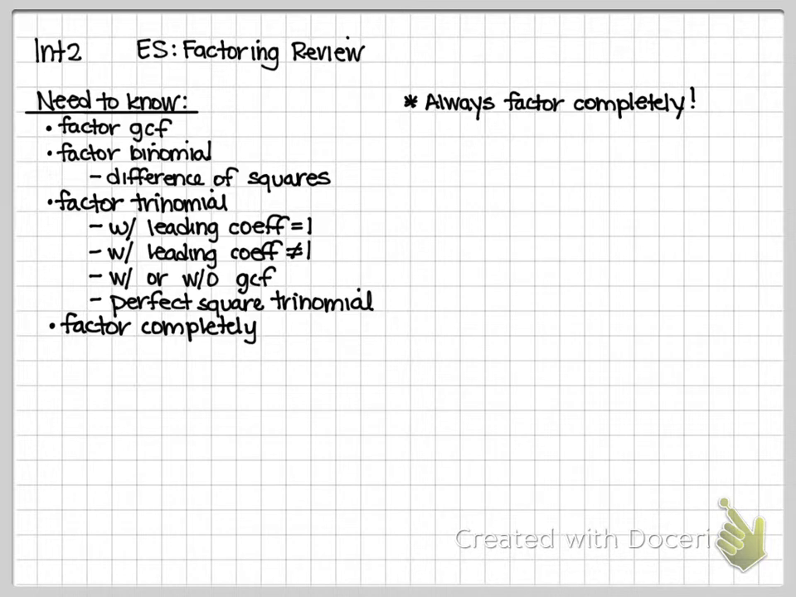If it's a binomial, so now we determine how many terms we have. If it's got 2 terms, try to see if it's difference of squares. If it's 3 terms, then that would typically be your boxes and your diamonds. But you do need to be able to make sure that you can do the ones that are more complicated. So if you have a leading coefficient of 1, that would be like a 1x squared, or if you have a leading coefficient that isn't 1, you need to be able to do it with or without a GCF.